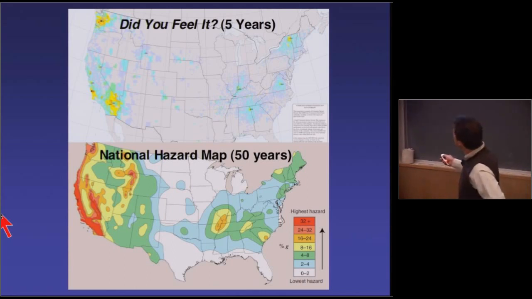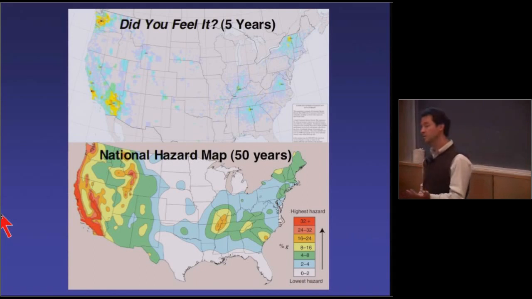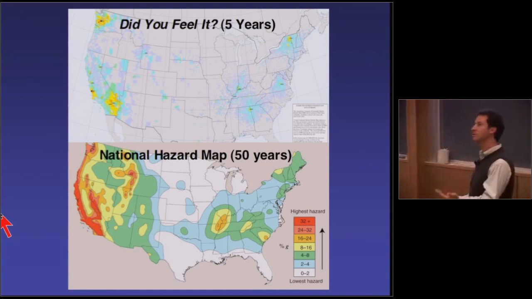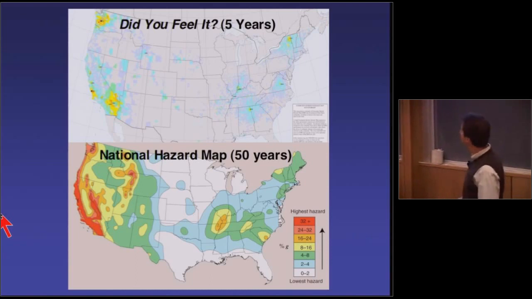So there's lots of areas that are likely going to experience very strong shaking that haven't shaken yet in the last 5 years. So this gives us an indication that we're on the right track in terms of the hazard map, but clearly there's going to be areas that have more earthquakes that we haven't experienced in this short window of time.